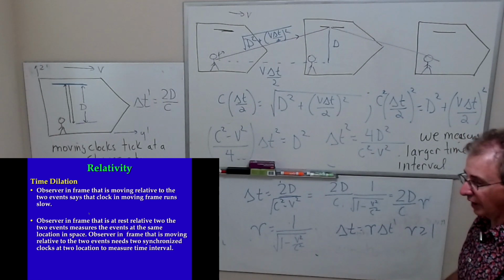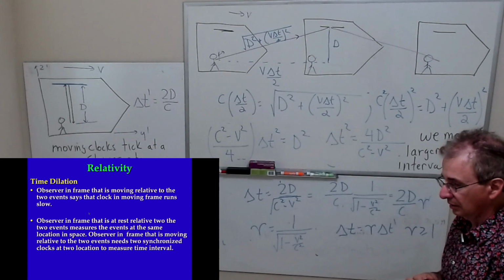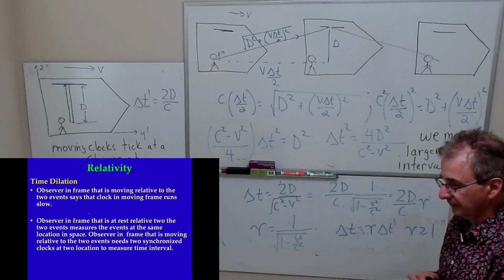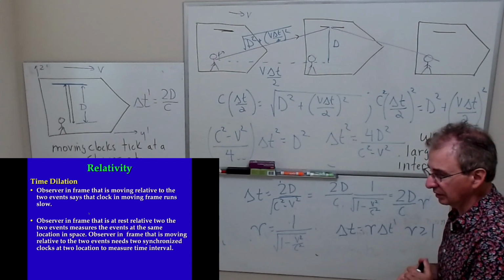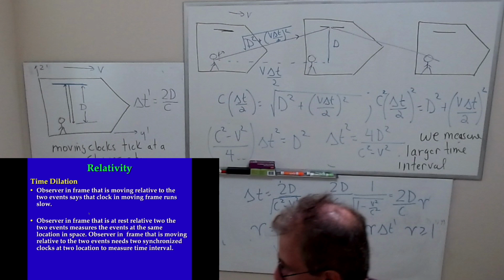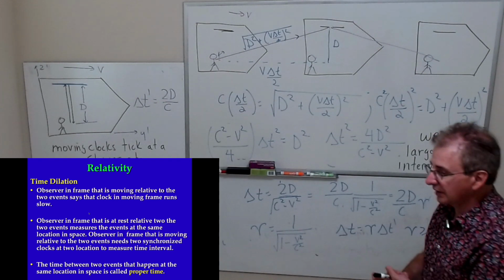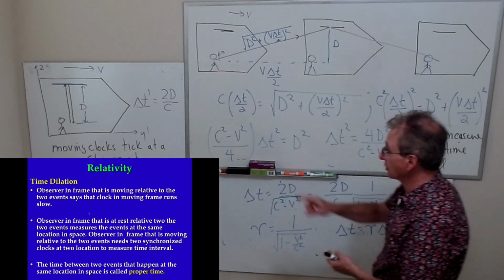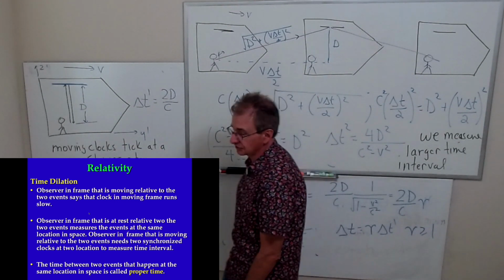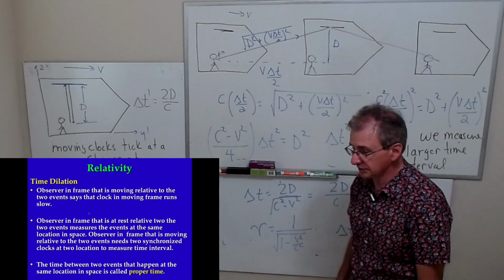An observer in a frame that is at rest relative to two events measures the events at the same location in space. The observer in a frame that's moving actually needs two synchronized clocks at two locations to measure the time interval. The time between two events that happen at the same location is called a proper time. So the person in the rocket is measuring a proper time because the two events happen in the same place. We're not measuring the proper time because the two events happen at different places.